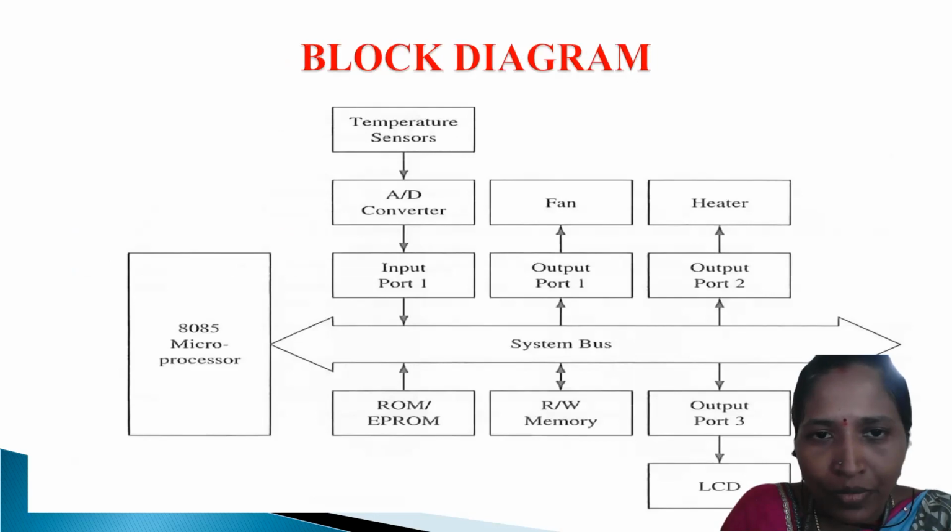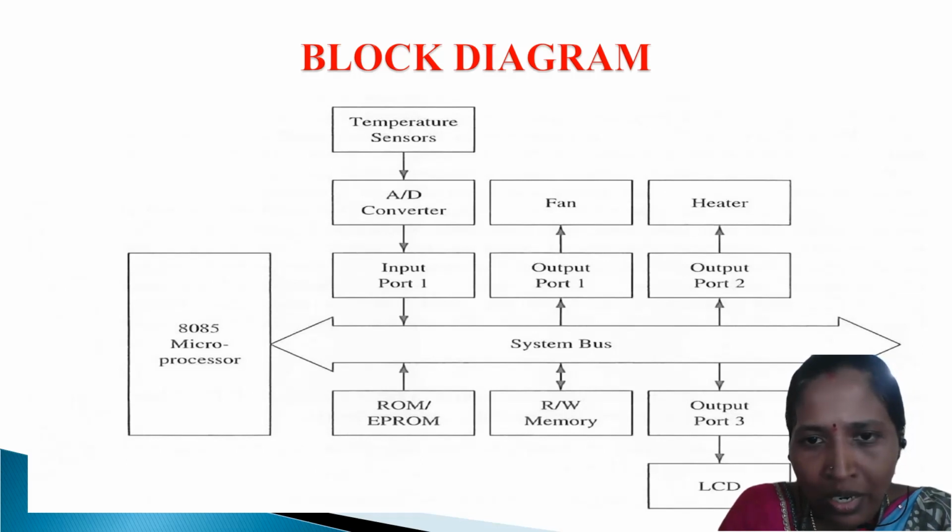This is the block diagram. It consists of an 8085 microprocessor along with input and output ports. This is the system bus, which is a data bus. Here we have a temperature sensor, an A to D converter, and memory, which is of two types, ROM and read/write memory. These are the input ports: the A to D converter and temperature sensors. The output ports are a fan and heater, and a third port, the LCD, liquid crystal display. Let us discuss the memory, input ports and output ports one by one.